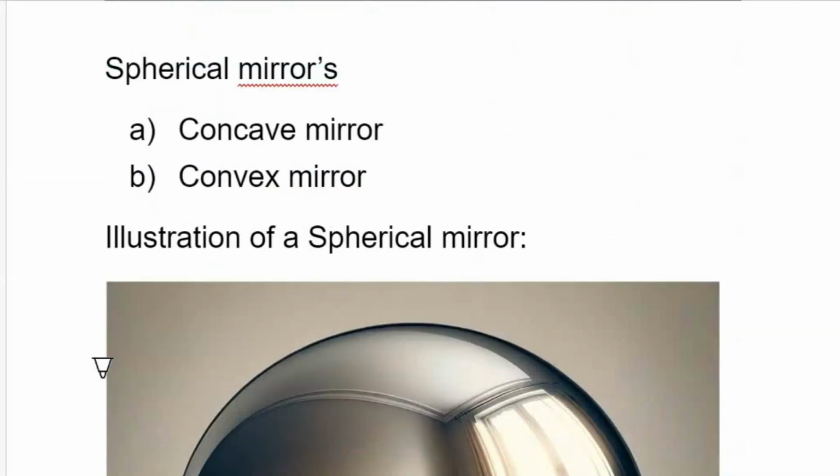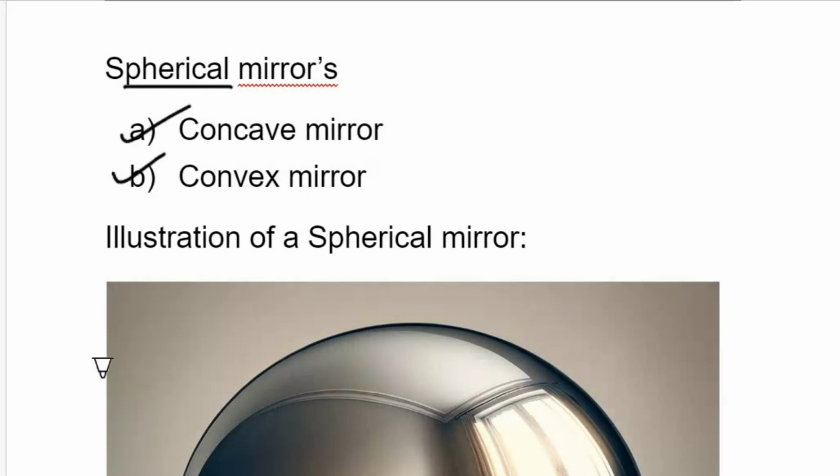Now coming to types of mirrors. So that was the plane mirror. There are two types of mirrors. One is a plane mirror, another is a spherical mirror. What is a spherical mirror? Spherical mirrors are of two types. One is a concave mirror, another is a convex mirror.